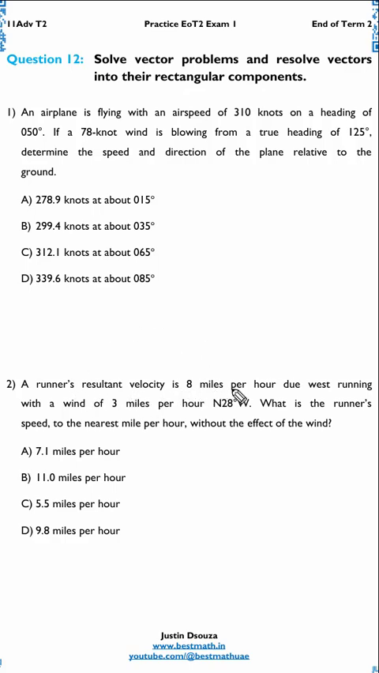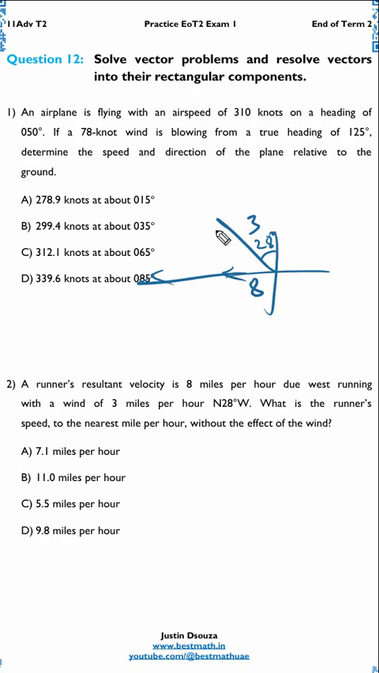A runner's resultant velocity is 8 miles per hour due west. East is right, west is left. Now that is 8 miles over here, with the wind of 3 miles per hour, that's 3, north 28 degrees west. North is over here, west is to the left. It's 28 degrees from here. And that is 3 miles.